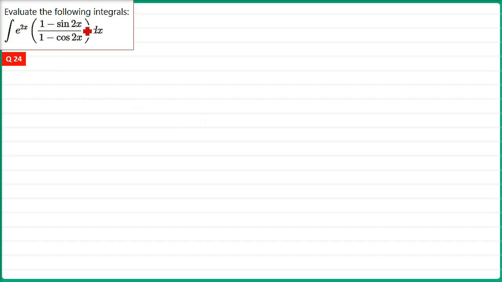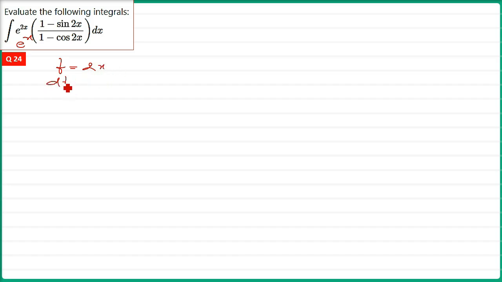Now e raised 2x into 1 minus sine 2x divided by 1 minus cos 2x. First thing is that we need e raised x here. How can we make this e raised x? Because we are actually witnessing 2x, 2x, 2x three times. So we can take this 2x as t. So this question has a different approach from the question we have already done. So let us assume t equals 2x.